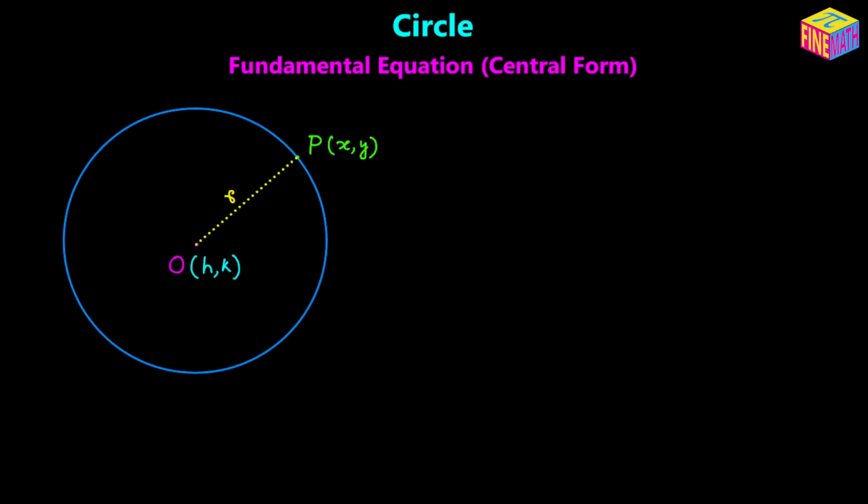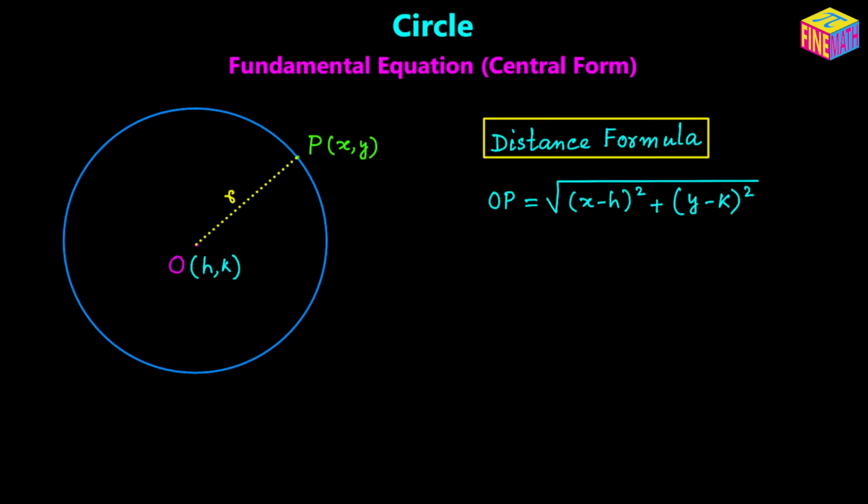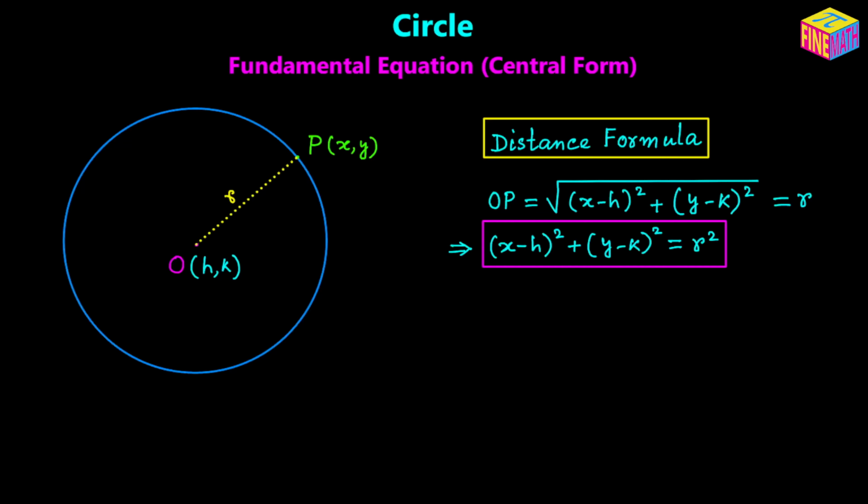So now let's use the distance formula to find the distance between these 2 points, I mean the center and the point P. According to the distance formula, we can say this distance OP will be equal to square root of x minus h whole squared plus y minus k whole squared, and actually this distance is nothing but the radius r. And from here, if we take a square on both sides, then we can say x minus h whole squared plus y minus k whole squared is equal to r squared, and this is the fundamental equation of circle in coordinate geometry. Because we are using the coordinates of the center, this particular equation is also called the central form of equation of circle in coordinate geometry.